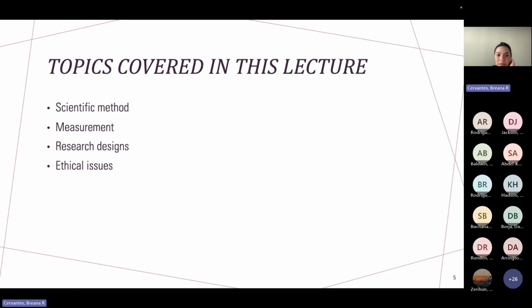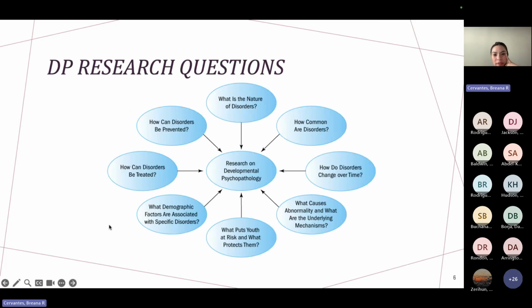Topics we'll cover, so scientific method, measurement, research design, and then certain ethical issues. So this graphic comes from your book, and these are basically different layers or levels of things that you can ask in developmental psychopathology that we have a lot of research on. So in the center, this is your domain of research in this area.